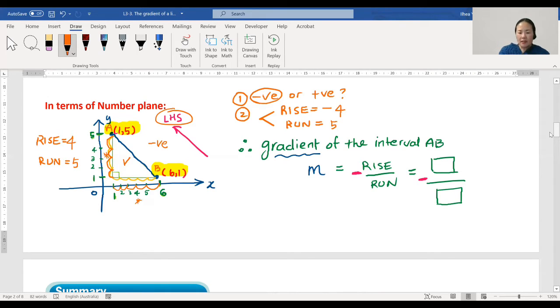So my gradient, the symbol little m, equals negative rise over run because it's going towards my left. So I'm just going to write my 4 here and my 5 here as my rise and run. So my gradient is negative 4 over 5.